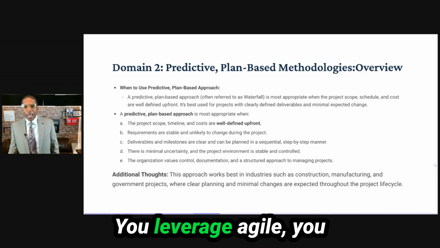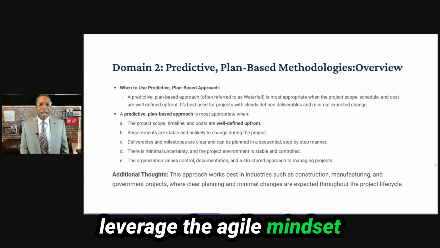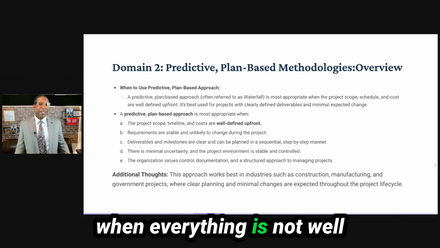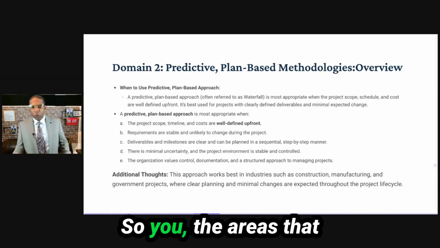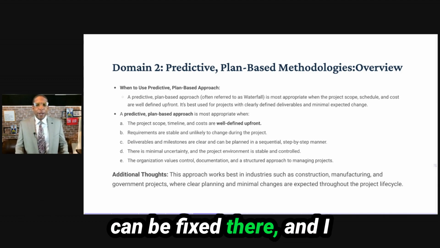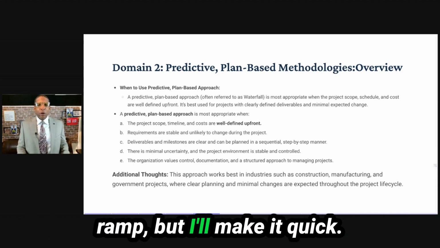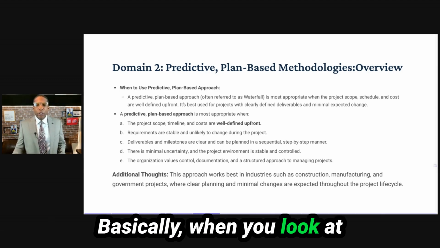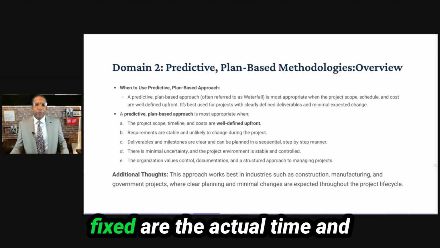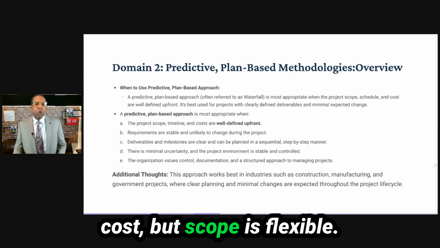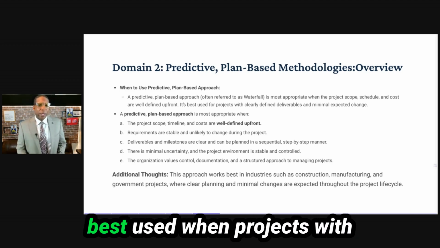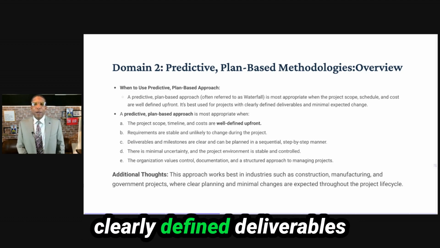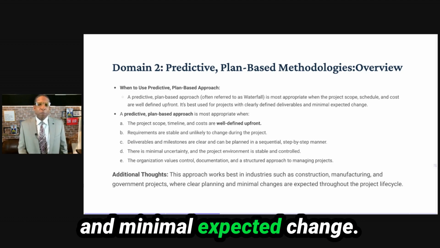You leverage an agile mindset when everything is not well defined as far as your scope. So the areas that can be fixed there, and I know I'm going on an agile rant, but I'll make it quick. Basically, when you look at agile, the things that are fixed are the actual time and cost, but scope is flexible. So going back to predictive, it's best used for projects with clearly defined deliverables and minimal expected change.